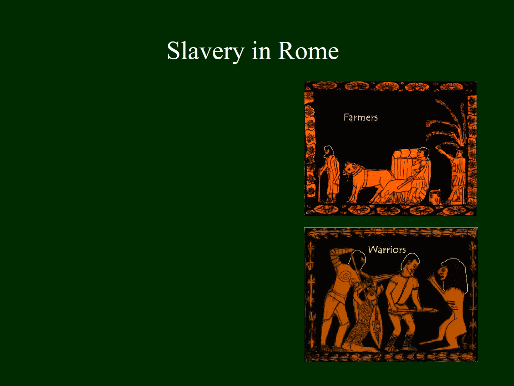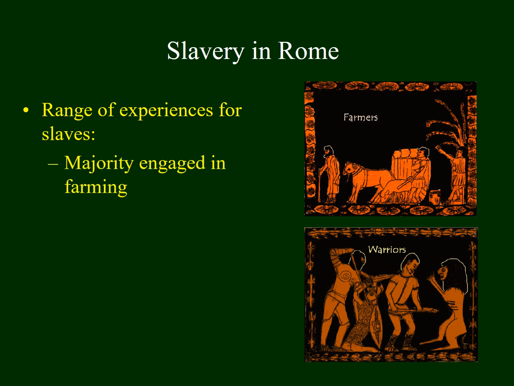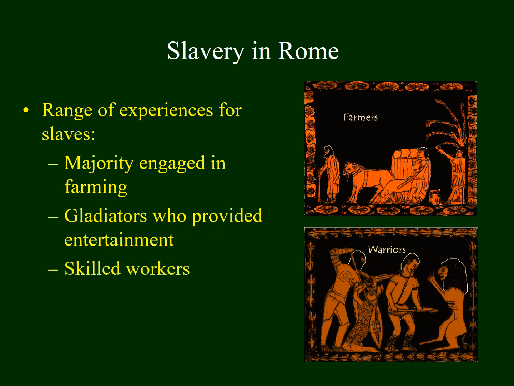There were a variety of experiences a slave might have throughout the Roman Empire. As the image on the right shows, a majority were engaged in farming. They worked on huge plantations producing wheat. Many also were gladiators. They fought to the death in many arenas throughout the empire. Some were skilled workers who had some sort of a trade and then ended up enslaved, and so they worked for their owners in a variety of capacities.